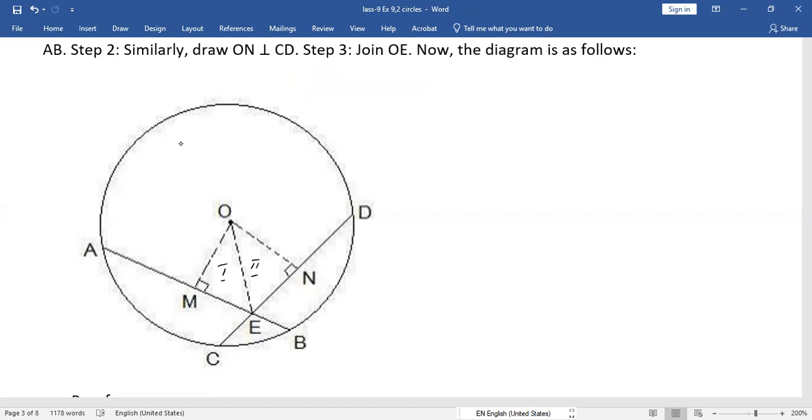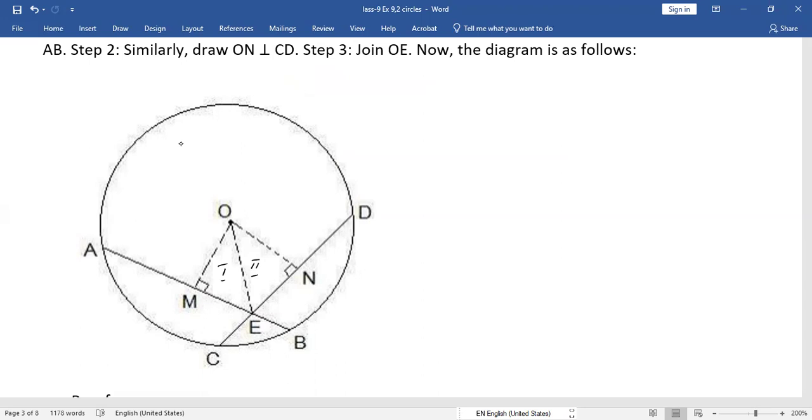First is OME and second is ONE. We can see OM is equal to ON because the two chords are equal. In the question, two equal chords are at equal distance from the center and perpendicular. So we can say OI is equal to OE. Then OM is equal to OM, correct? Then OE is equal to OE.